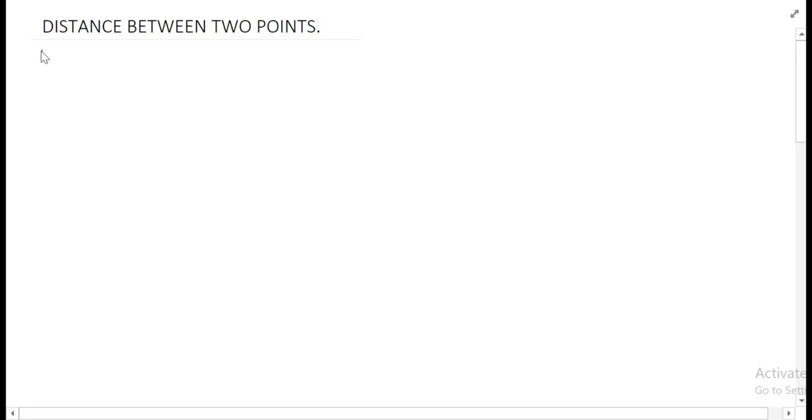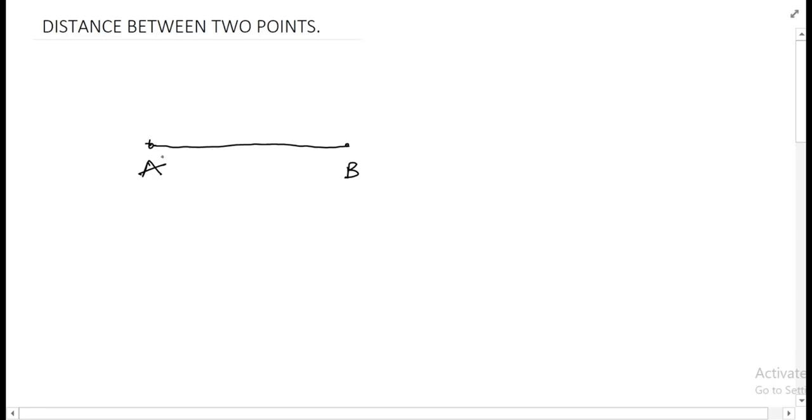Alright, hello everyone. Today's class we will look at the distance between 2 points. Now when you have 2 points, for instance point A and then point B, the shortest distance between these 2 points will be a straight line from A to point B.